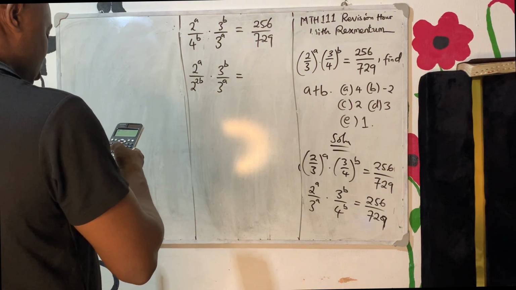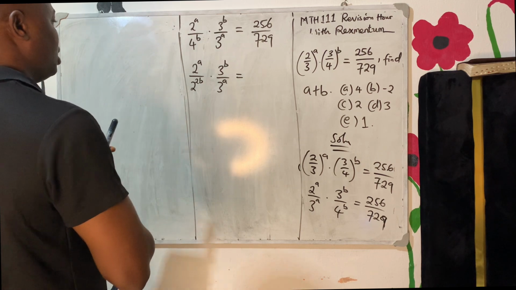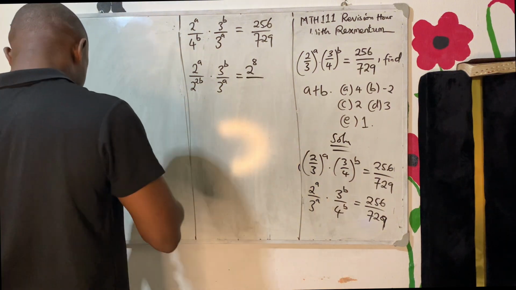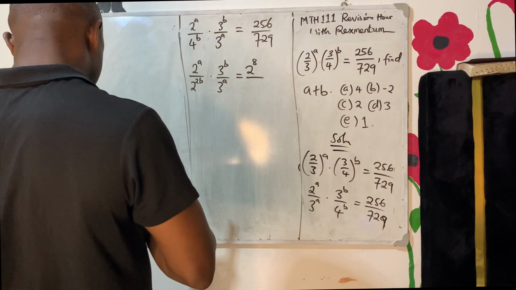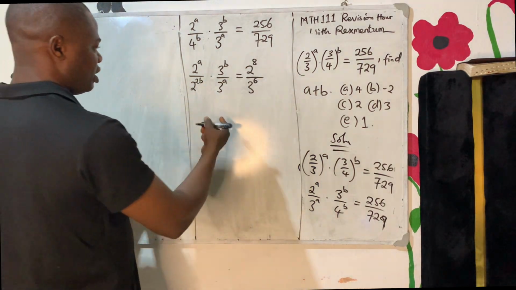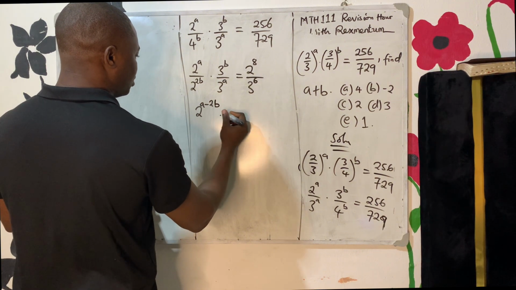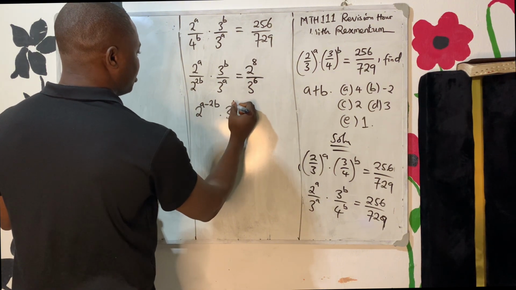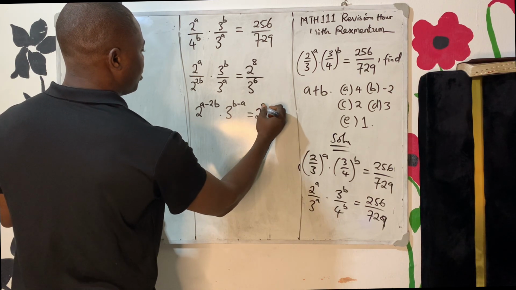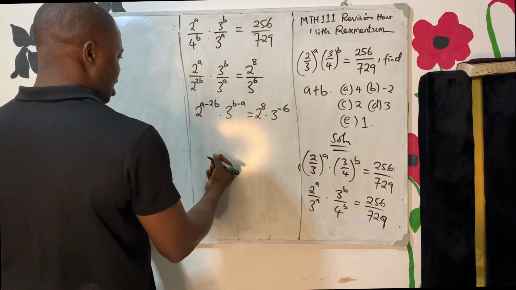256, 2 raised to the power 8 is 256. So I can put 2^8 all over 3^6, 3 raised to the power 6. So with this, according to the principle of indices, we can have 2^(a minus 2b) times 3^(b minus a) is equal to, this can be the same thing as 2^8 times 3^(minus 6). Yes, that is it.